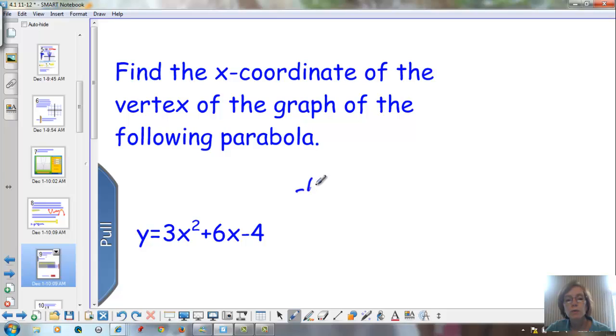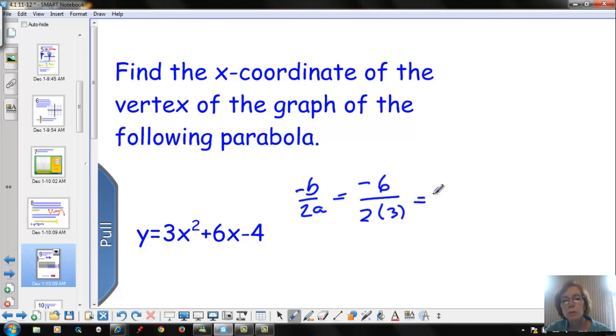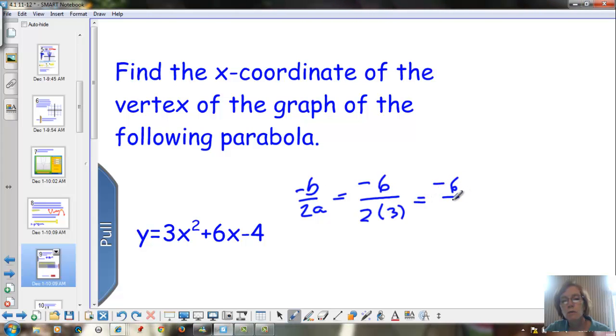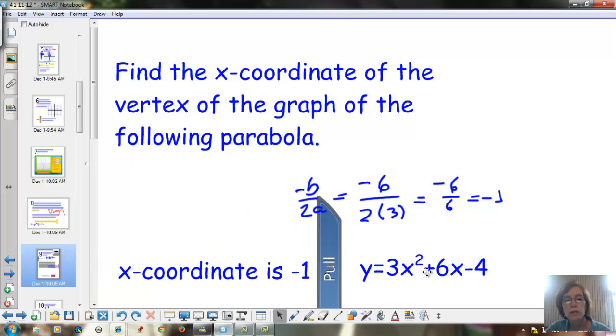Well, again, we want to use -b over 2a. And so we're going to take negative 6 over 2 times 3. Looks to me like we get negative 6 over 6, which is negative 1. So the x-coordinate should be negative 1. There it is. The x-coordinate is negative 1.